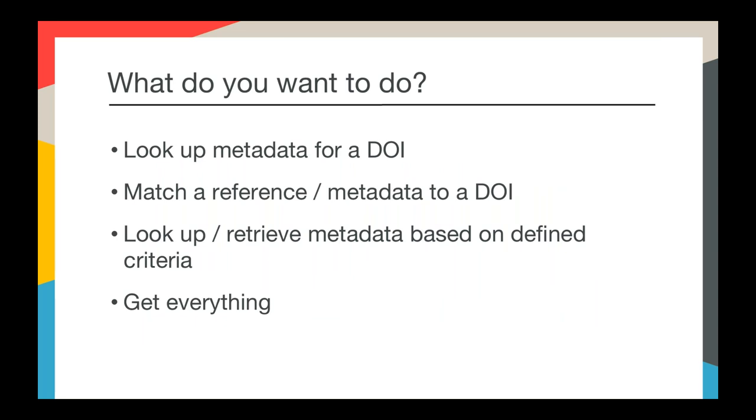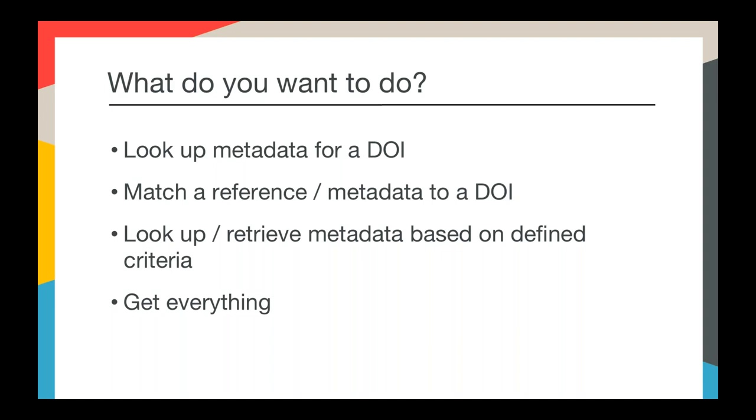So as I mentioned, there are a few reasons to use our lookup services: to match a citation to a DOI, to match a DOI to metadata, to retrieve metadata for a number of items based on some parameters, or to retrieve all data so that you can use it locally. Matching a DOI to the metadata record we have is pretty simple. Our metadata is freely available, so there are a few easy ways to get to it, and I'll touch on those briefly.